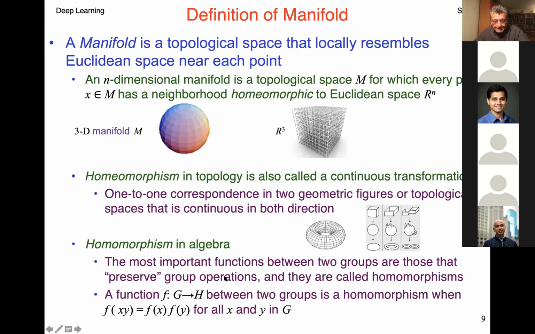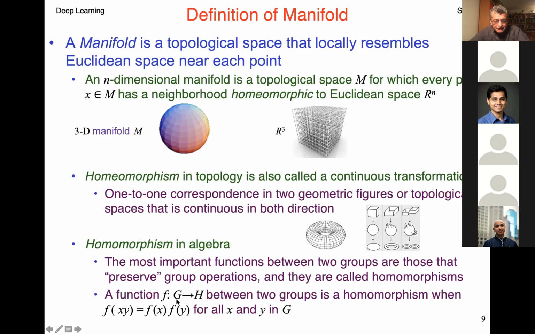The most important functions between two groups are those that preserve group operations, and they are called homomorphisms. A group is a set of objects, like the set of integers, and an operation, like addition. So we say a group consists of a set and an operator.